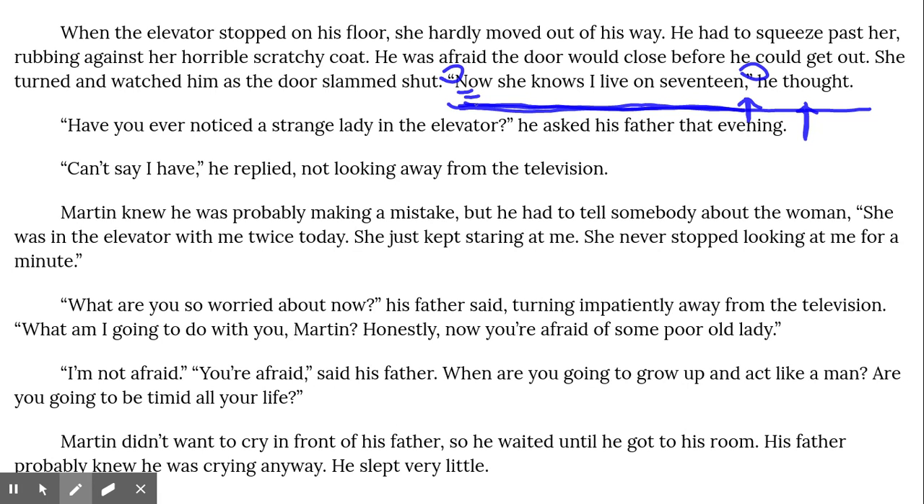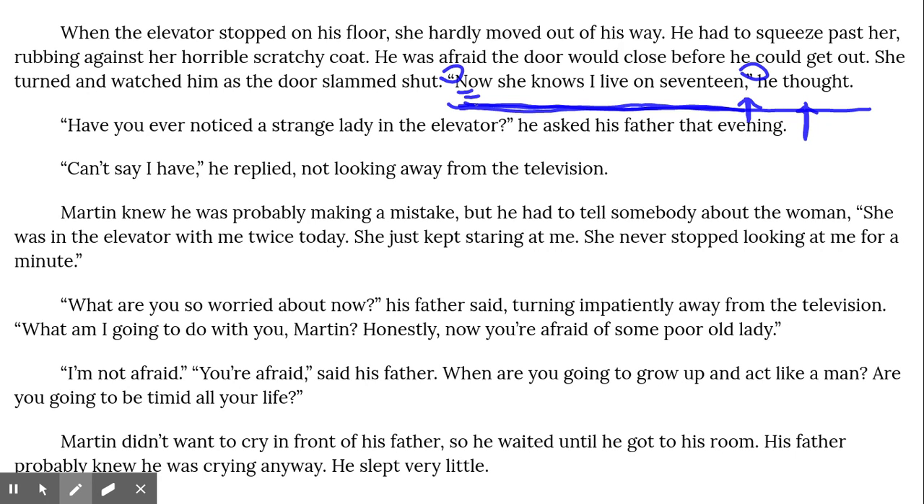All right, here we go. Have you ever noticed a strange lady in the elevator? He asked his father that evening. Can't say I have, he replied, not looking away from the television. Martin knew he was probably making a mistake, but he had to tell somebody about this woman. She was in the elevator with me twice today. She kept staring at me. He never stopped looking at me, or she never stopped looking at me for a minute.